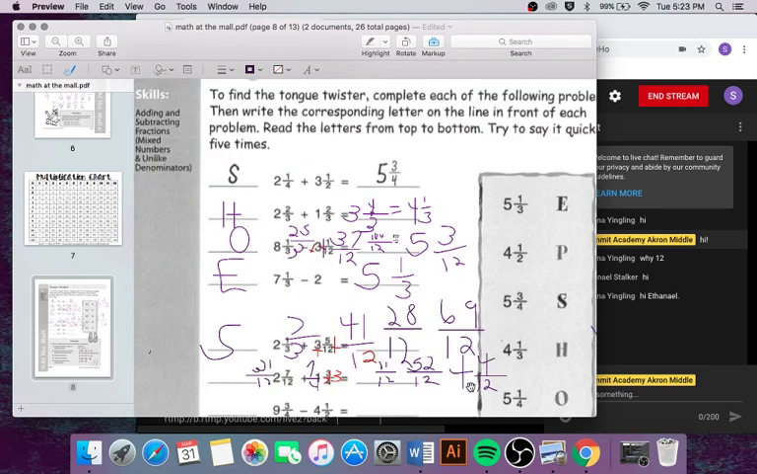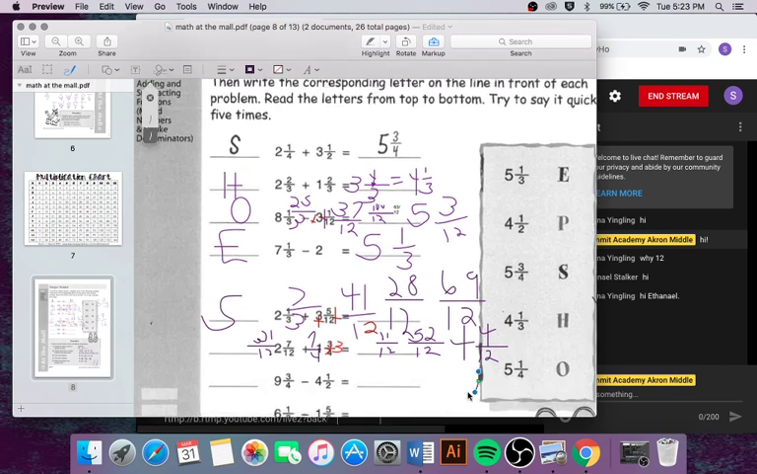Okay, 4 over 12 is not in simplest form, so we need to figure out what it can be reduced to. So 4 goes into both 4 and 12. 4 times 1 is 4, and 4 times 3 is 12. So it's going to be 1/3 is what it's going to be reduced to. So our answer is going to be 4 and 1/3, which is H.